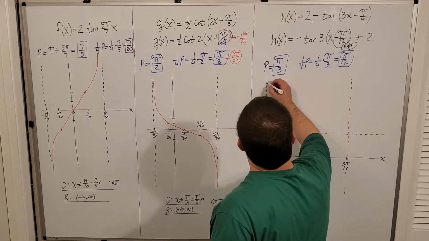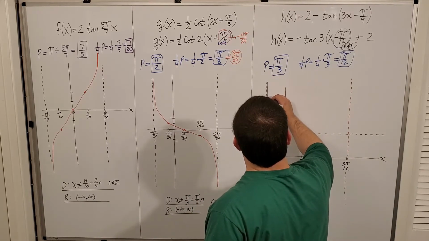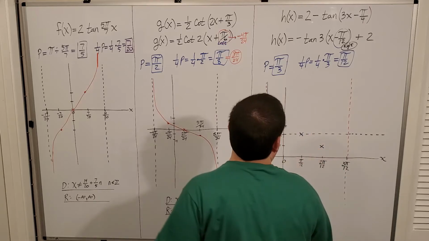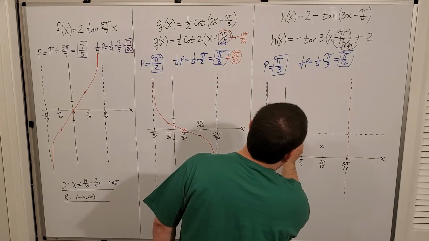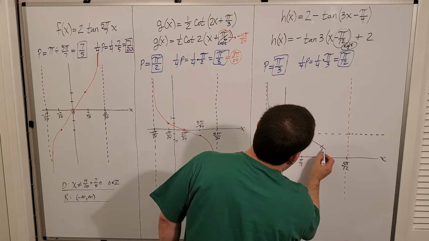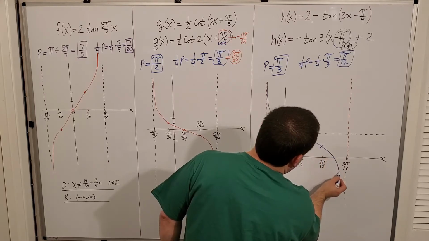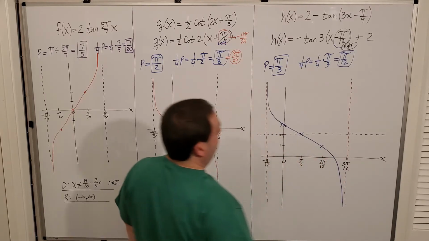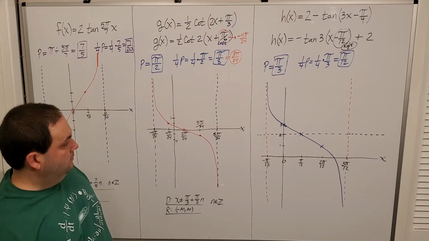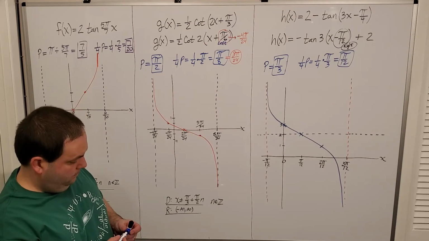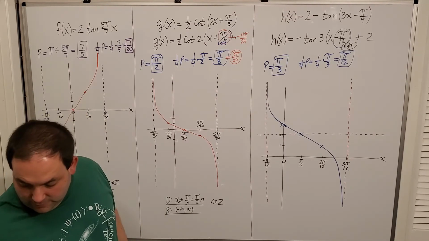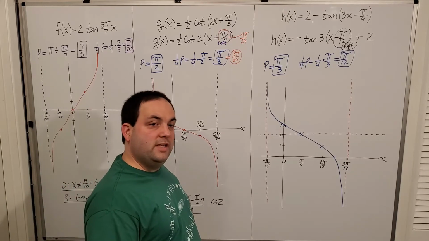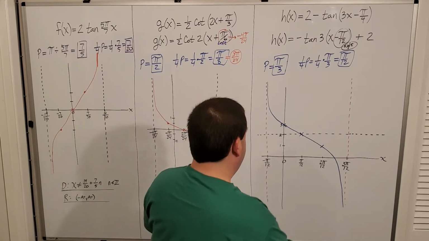So then the shape of my graph looks like this, like that. Okie dokie. Don't forget the reason why that one's going downward is because it was a reflected tangent.